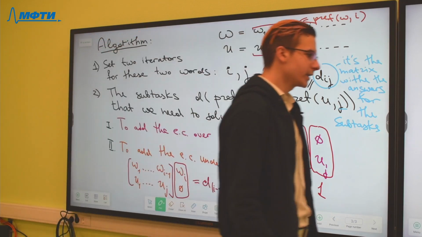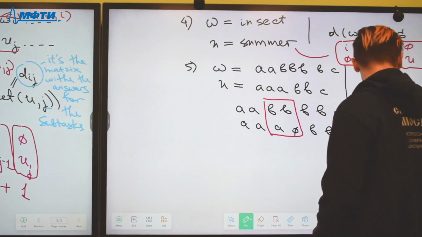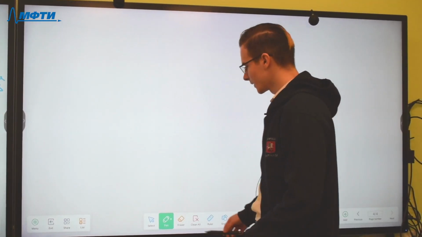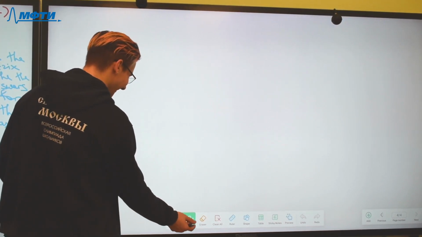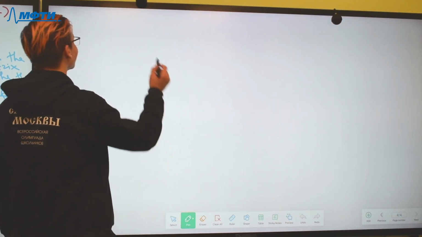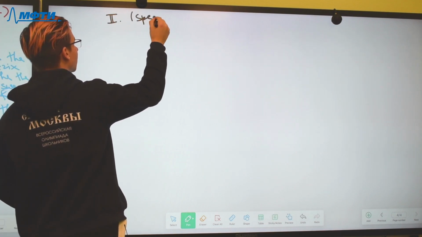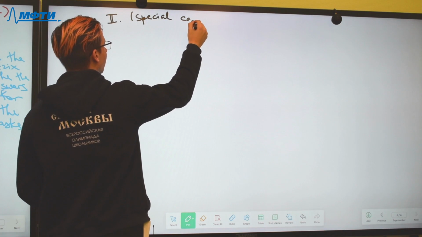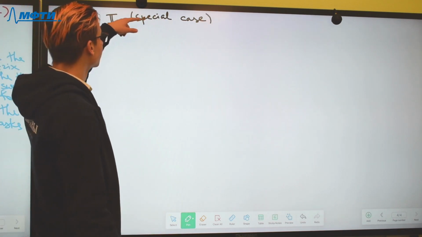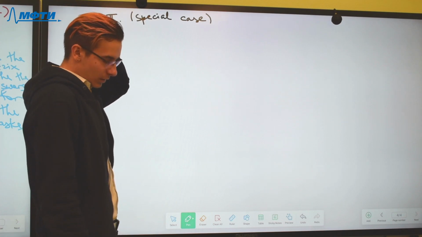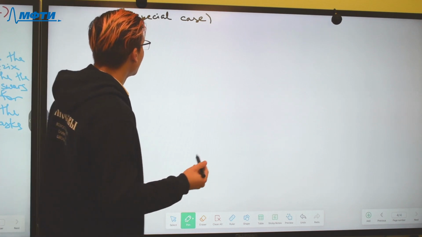And a special case. Yeah, you see an empty character. I shortly write it because of the time that we spent. A special case that you need to input in the if condition in the code.